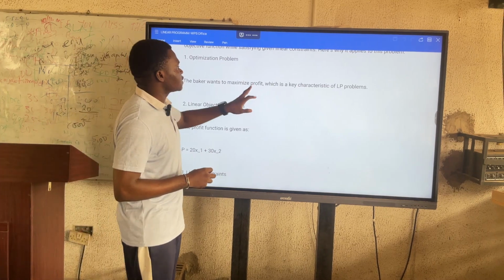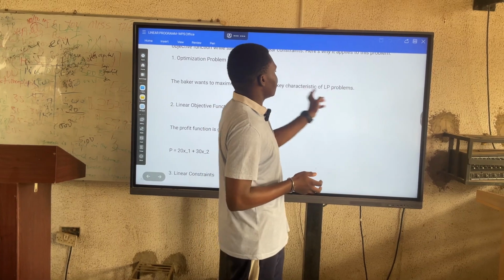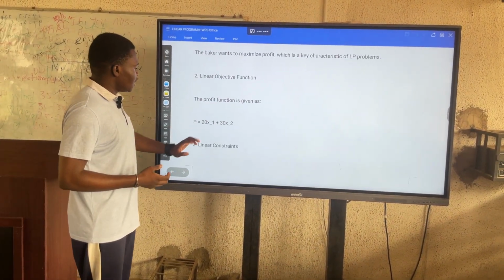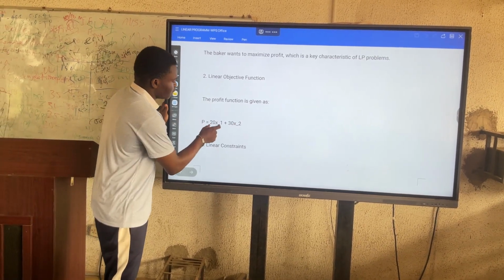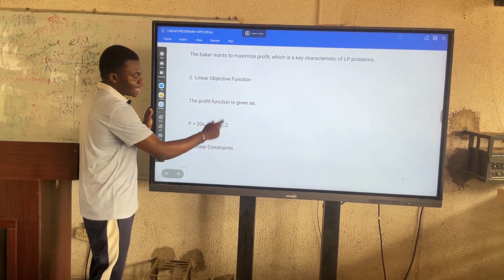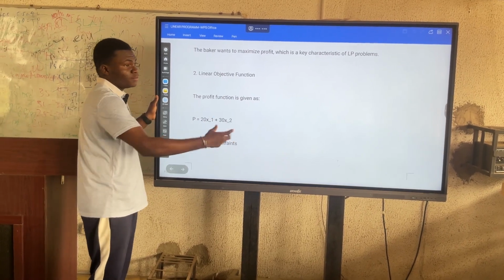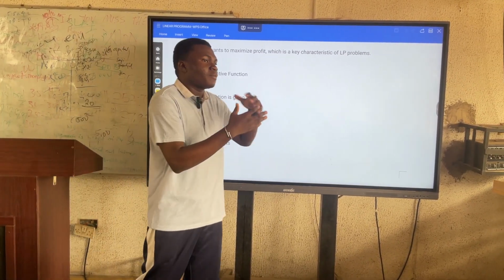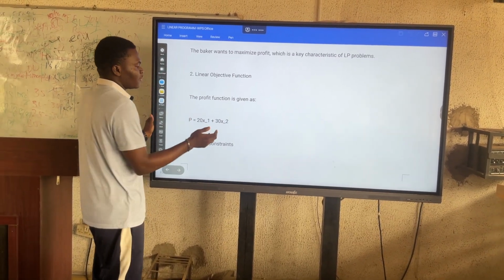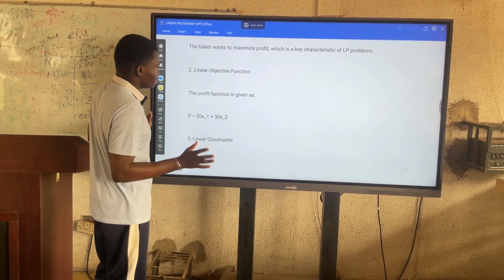So the baker wants to maximize, so this is just an example. The baker, for example, wants to maximize profit, which is a key characteristic of LP problems. So the objective function now. Let's just assume this x1 is distributor A, this x2 is distributor B. So 20x1 plus 30x2, which is 20 distributor A bottles and 30 distributor B bottles together, will yield a particular profit function. Given the profit that is here, let's just assume that the profit is less than or equal to 150. So that's the profit function.